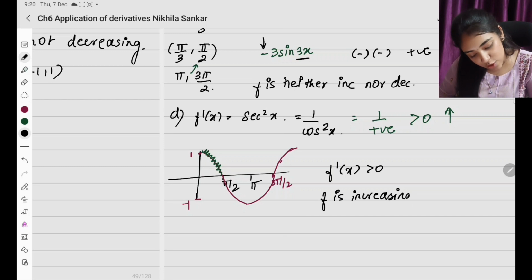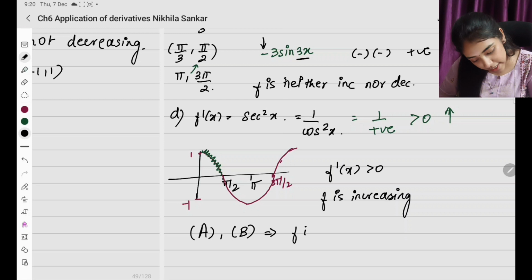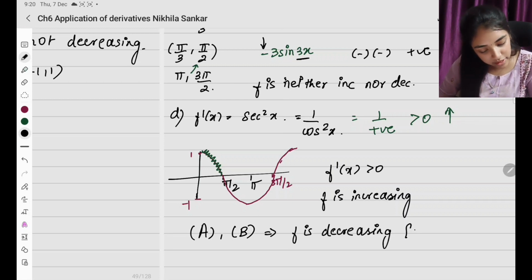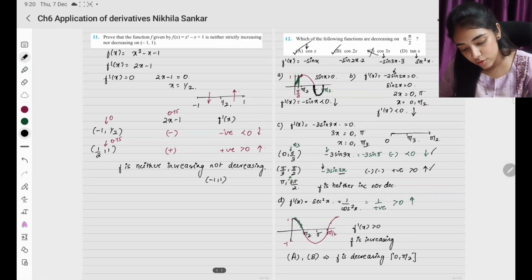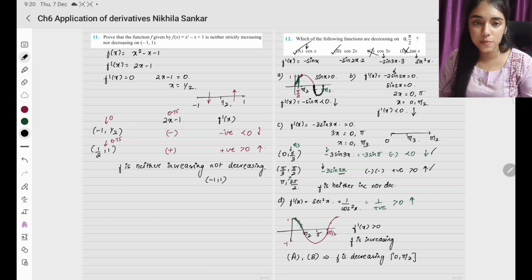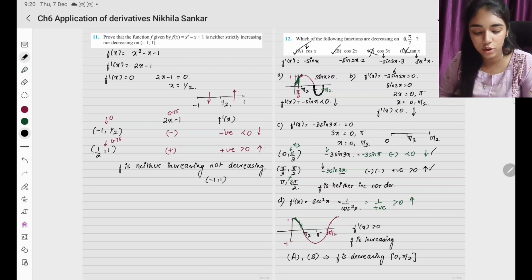Okay, so my answer is going to be option A and option B, which is f is decreasing, in the interval given in the question, 0 to pi divided by 2. So option C and D are not for us. Option C is neither increasing nor decreasing. Option D is going to be increasing. So we are not talking about that. Okay.